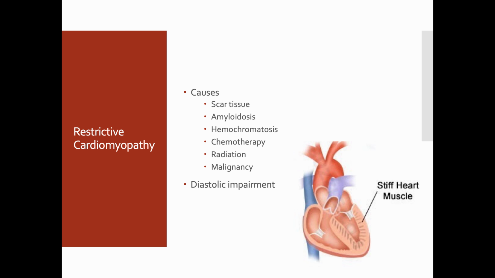Restrictive cardiomyopathy, you probably will not see much. If you do, I'm willing to bet that it's going to be due to amyloid. Amyloidosis is a particular disorder that's an inability of the body to be able to process this abnormal protein called amyloid, and it builds up in the heart, builds up in the liver, other places in the body, and it results in this stiffening or this restriction of the heart muscle.